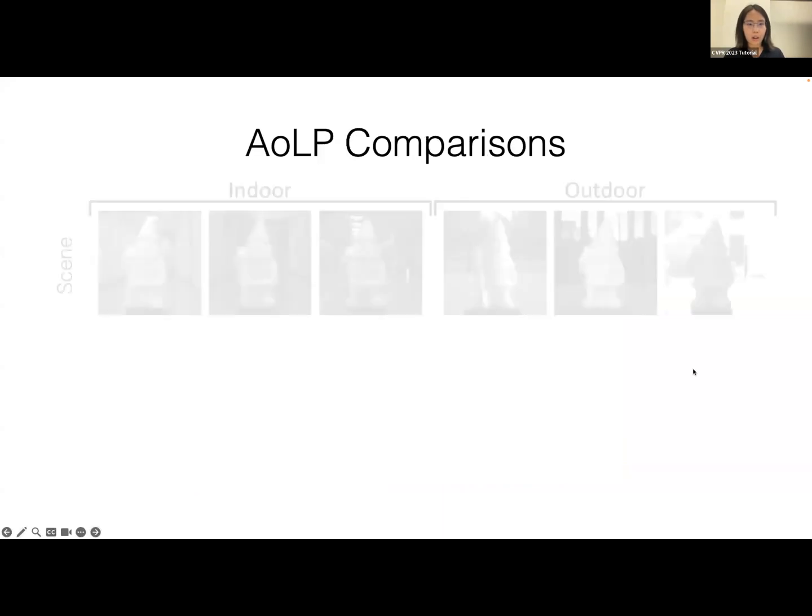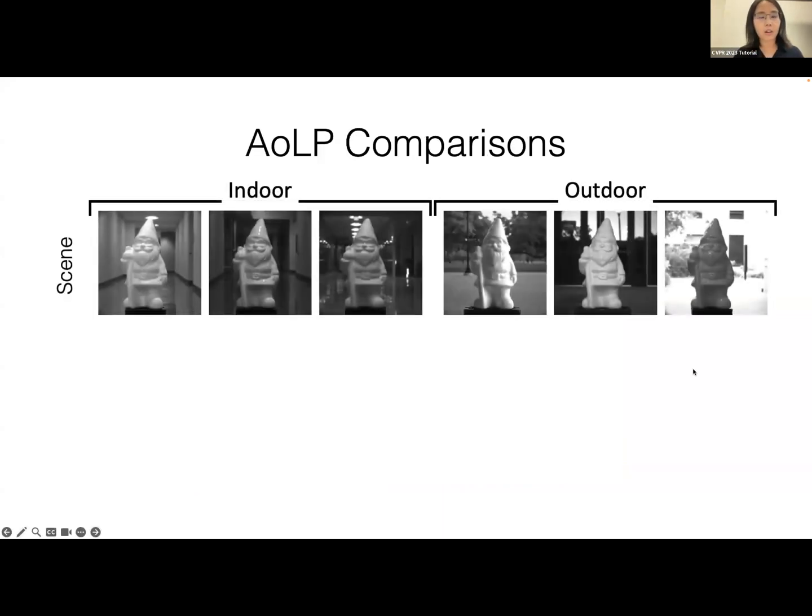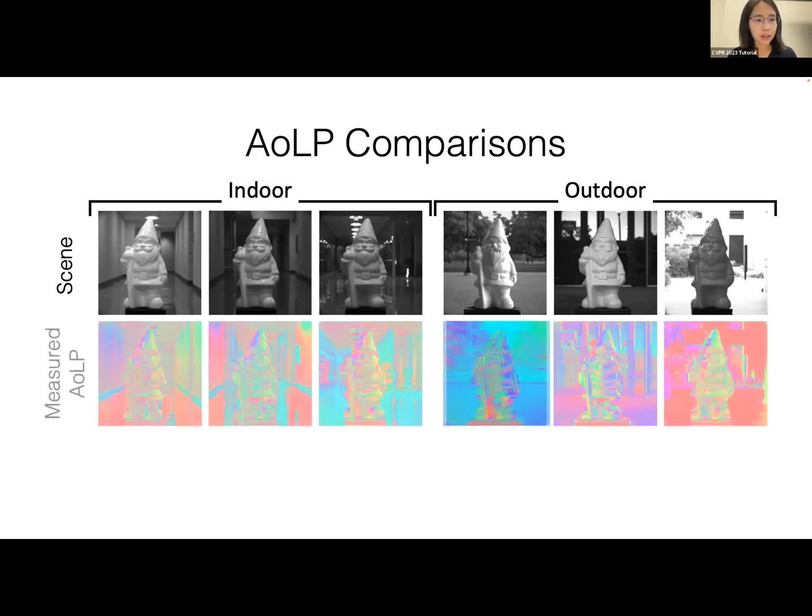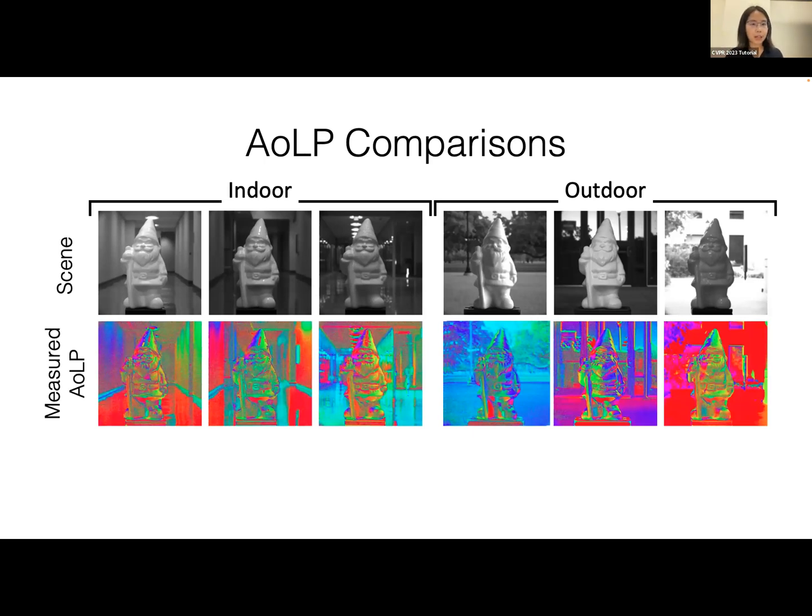So here I want to show you the comparison of what happens using the near light source, and how the near light source improves the angle of polarization that is measured under the natural environment. We try different indoor and outdoor scenes. And here are the AoLP maps that are directly measured without turning on our near light sources. You can see there are actually a lot of variations of the angle of polarization of this object, because this is affected by the polarization state of the environment.